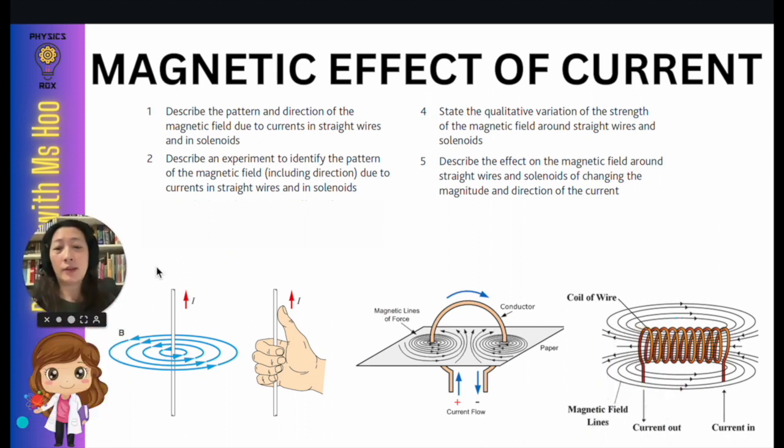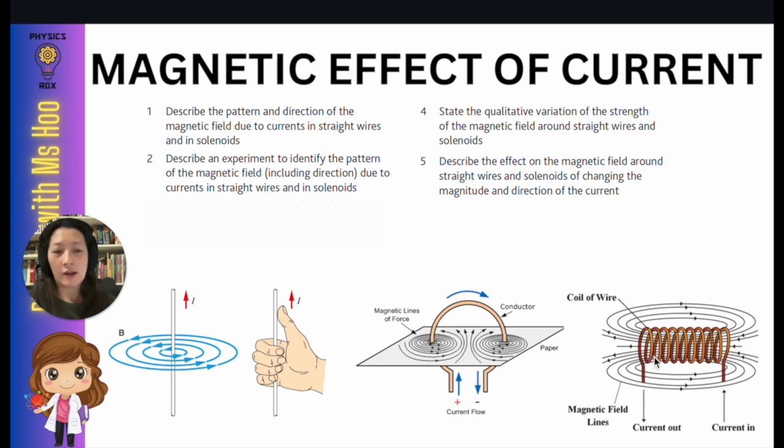You need to be able to describe the pattern and direction of the magnetic field due to currents in straight wires and solenoids. So in a straight wire, the magnetic field is around the wire, so it's circular. If you take the wire and put it into a loop, you'll get two circular magnetic fields, and depending on the direction of the magnetic fields, you'll find that if the current is in opposite direction in the loop, because same wire, right? So that's why you find in the middle the magnetic field strength is stronger because they're all going in the same direction.